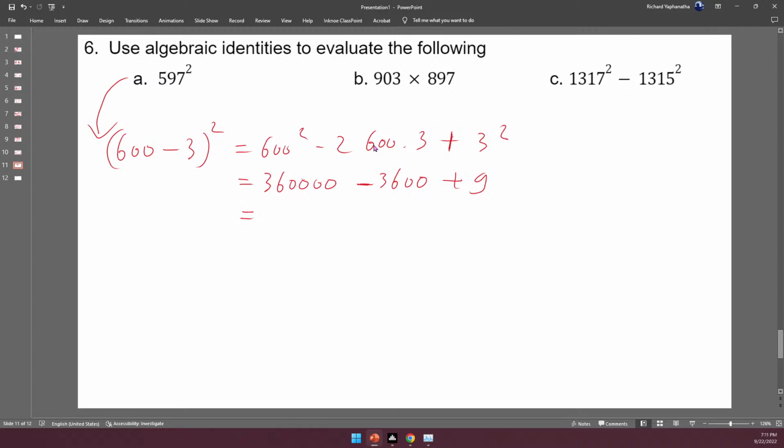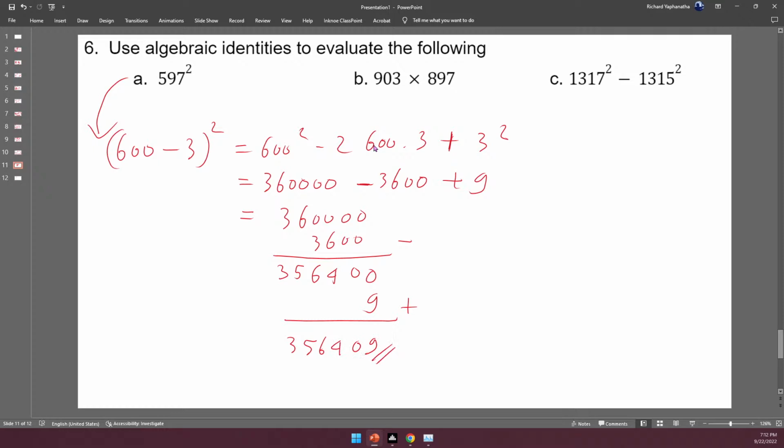So if you don't know how to plus and minus this, make it like this. So you write down like this, minus, it will be easier. 0, 0, this is 4, this is 6, this is 5, this is 3, and plus the 9. So it will be 356,409. Ta-da! Again, you don't need a calculator for doing this.